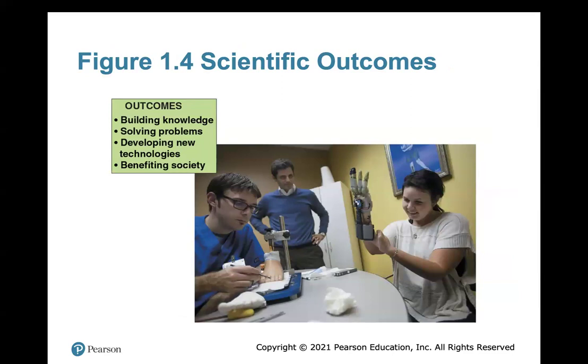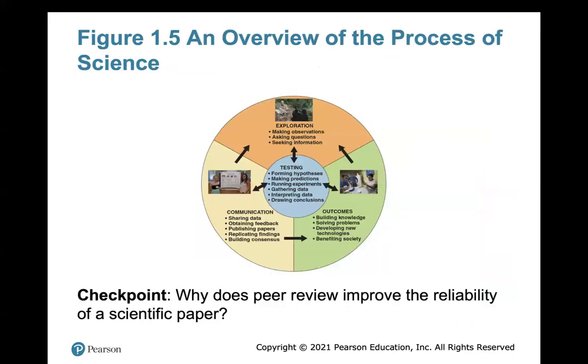in turn benefits society. So here's an overview of the process of science where we explore, make observations, we test, we communicate, we share that data, and then we build knowledge and eventually benefit society with it.